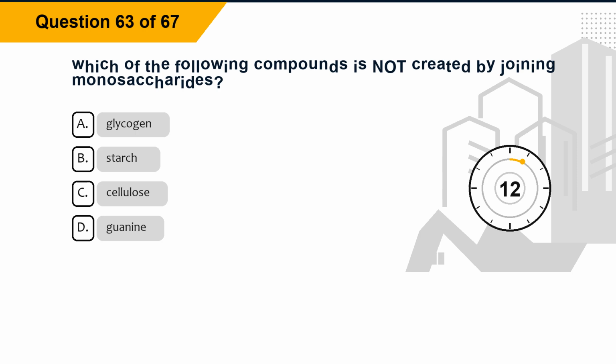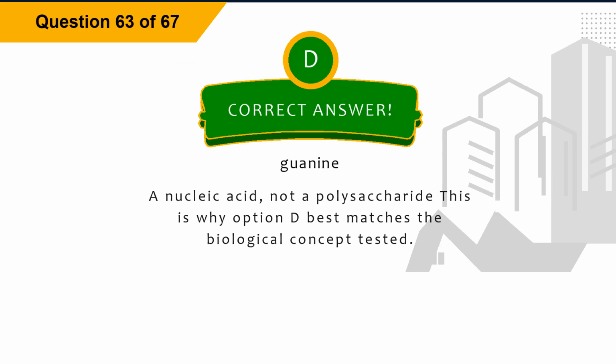Question 63. Which of the following compounds is not created by joining monosaccharides? Option A, glycogen. Option B, starch. Option C, cellulose. Option D, guanine. The correct answer is option D, guanine. Explanation. Guanine is a nucleic acid, not a polysaccharide. This is why option D best matches the biological concept tested.